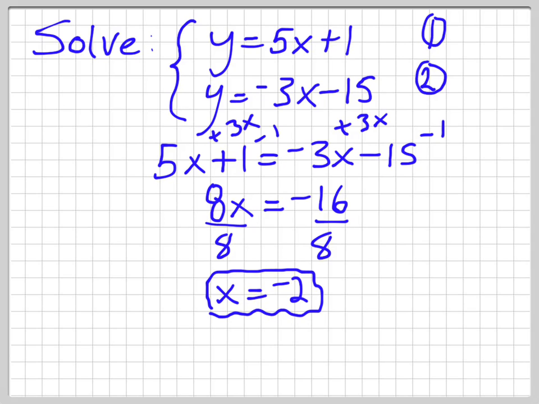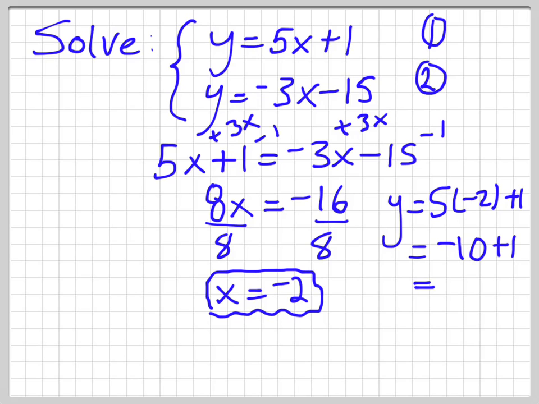So then what I can do is sub that number back into one of the first equations, either 1 or 2, doesn't matter. I'm going to sub it into 1 just because I don't want to have to deal with all the negatives in the second equation. So y is equal to 5 times negative 2 plus 1 is equal to negative 10 plus 1, and that's negative 9. So there's my y.